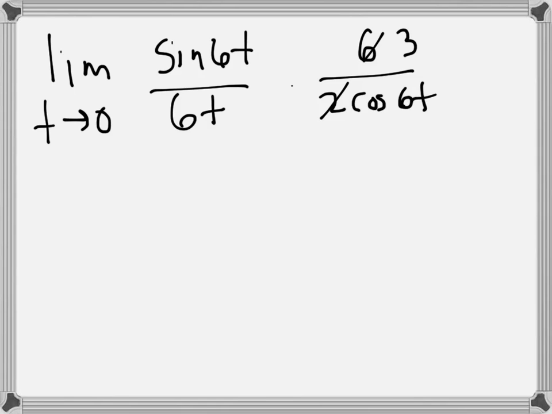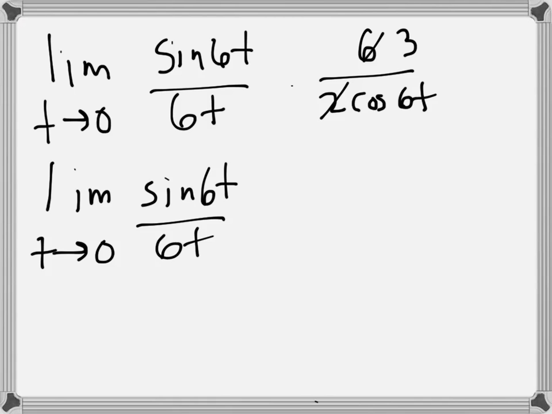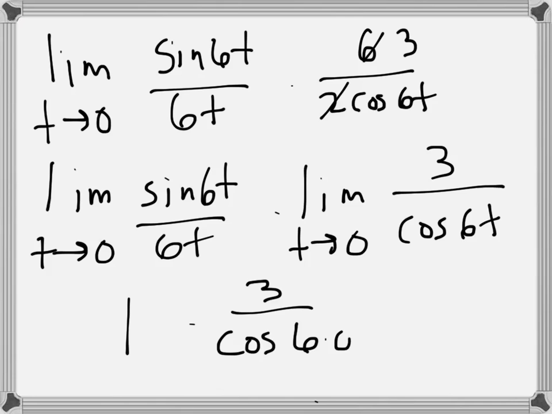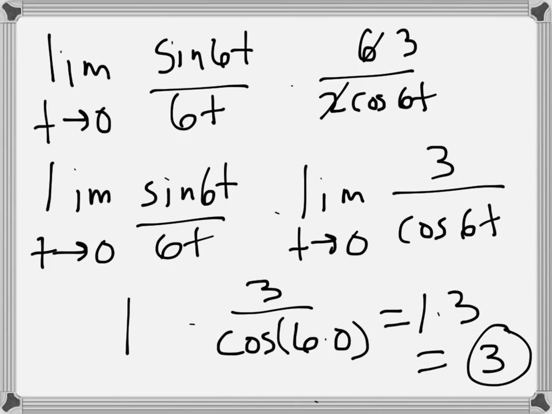So the limit on the left is going to be 1, and I can go ahead and separate these limits. The limit on the left is 1, and the limit on the right I can just substitute. So I get 3 over the cosine of 6 times 0. And that's the cosine of 0, and the cosine of 0 is 1. So this is just 1 times 3. And so your answer is ultimately 3.